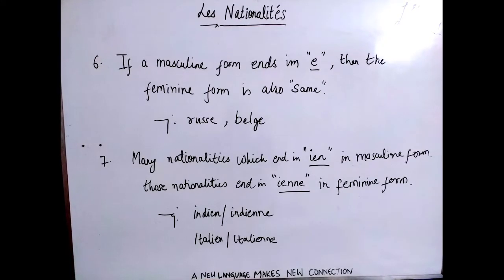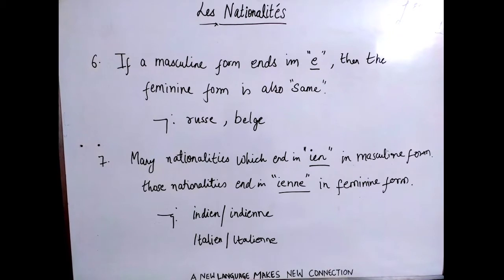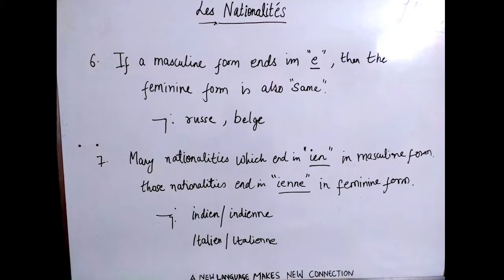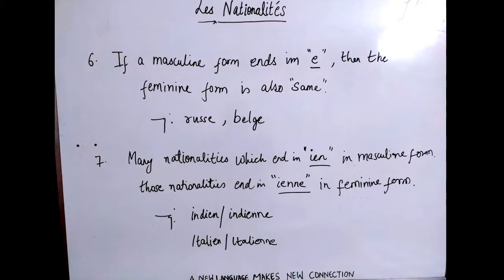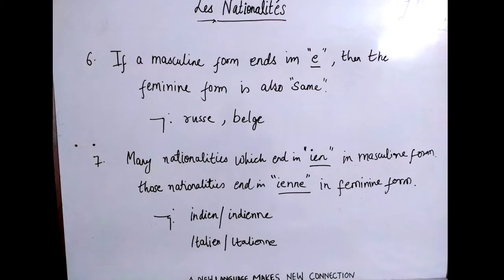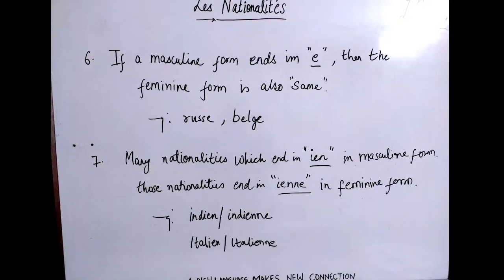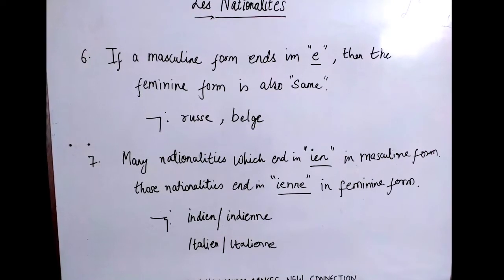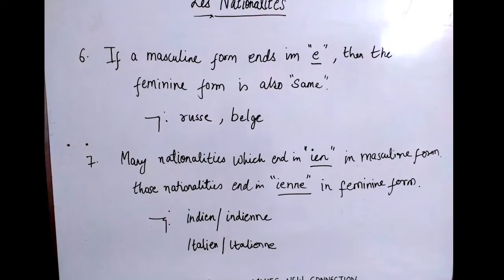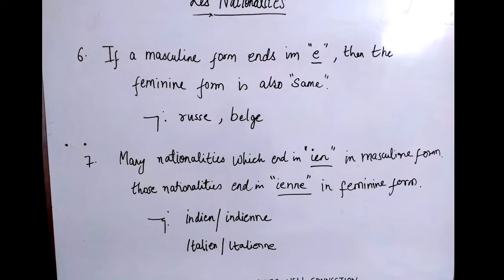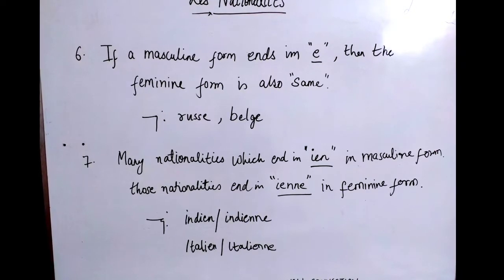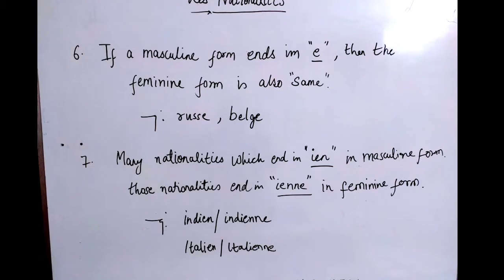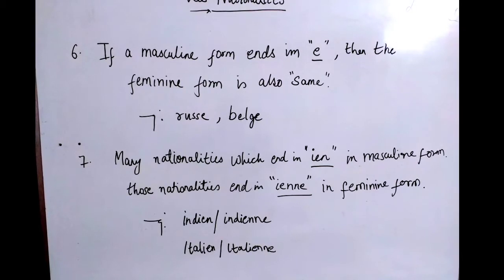Now, if a masculine form ends in e, then the feminine form is also the same. So there's no need to add an extra e to it. We can have a look at the examples, like russe. It's russe for masculine and the same for feminine also. Then belge, for Belgium. This is also the same for masculine and feminine.